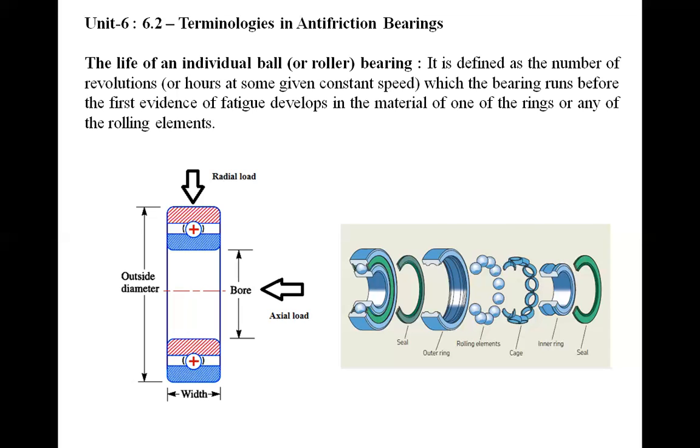So the main failure criterion of this bearing is fatigue failure. Fatigue failure means that when a machine component is subjected to repeated stresses, it fails before the yield point. So in our theory, we know that there is endurance strength, and that endurance strength is the fatigue strength.